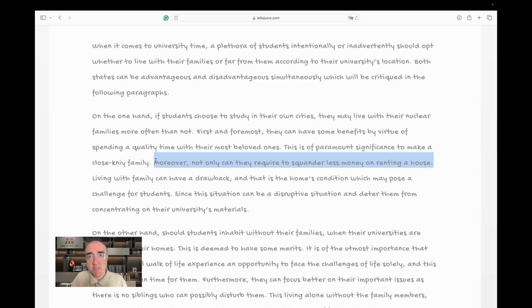There's a missing message, or the message is only halfway done. There is an attempt to do inversion, but the inversion is not executed accurately. Another part, this doesn't have development. You just mention that they don't need to pay a lot on rent. It needs one more sentence to support it.